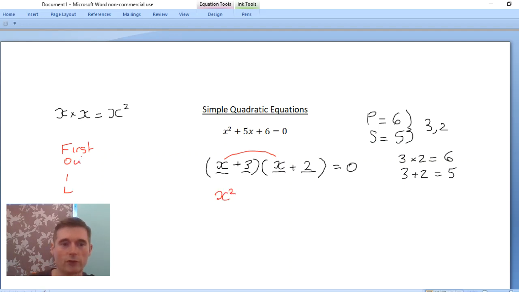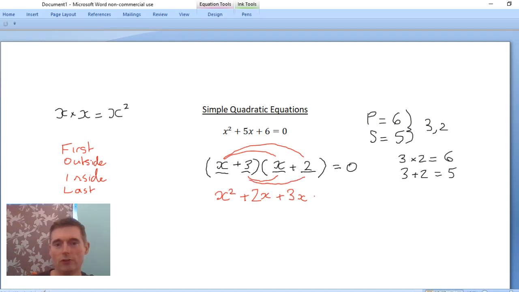And the O stands for the outside terms. So if we multiply the outside terms together, x times 2, we will get 2x. So that's plus 2x. If we multiply the inside terms together, so the 3 times the x, we will get 3x. And then the L stands for the last terms in the brackets. Multiply the last terms together, 3 times 2 will give us positive 6, because it's a positive times a positive. And that's still all equal to 0.